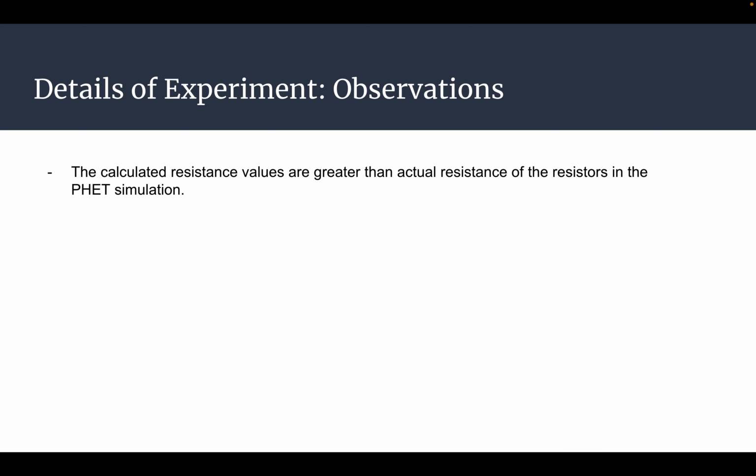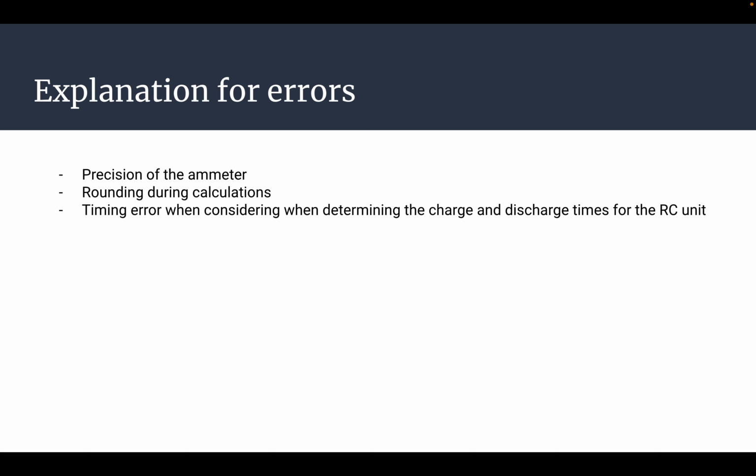Some observations we made was the calculated resistance values are greater than the actual resistance of the resistors in the PHYS simulation. An explanation for error would be the precision of the ammeter, rounding during calculations, and timing error when determining the charge and discharge times for the RC circuit.